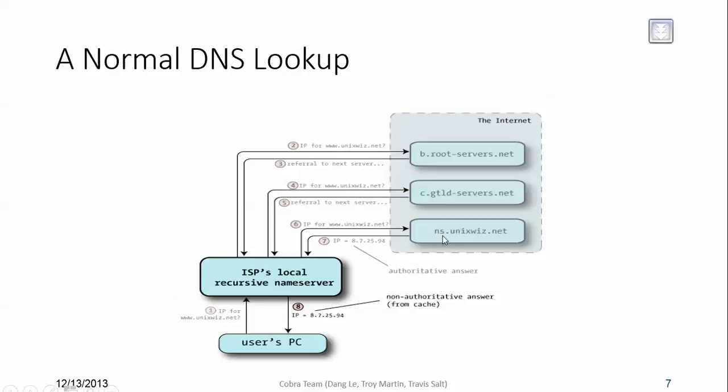uniquewidth.net is held by ns.uniquewidth.net, and that is the authority server that can answer the user's question. The user query is www.uniquewidth.net, with the IP 8.7.25.94, and the ISP name server will cache the non-authoritative answer and reply to the user PC.